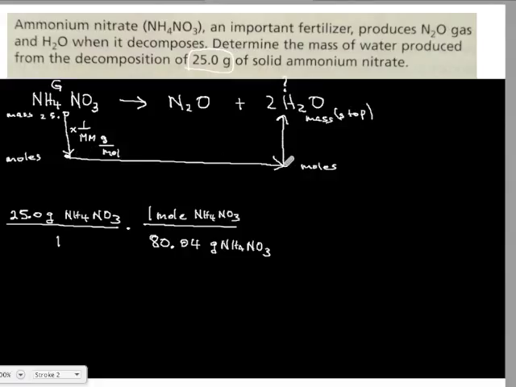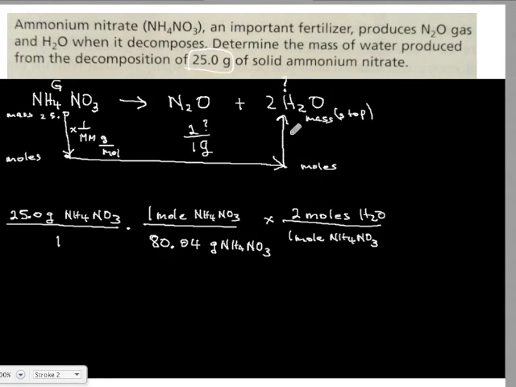I've got to figure out the number of moles of water, and then from the moles of water, I have to figure out the mass of water. So to get to the moles of water, it is multiplied by the coefficient of the question mark over the coefficient of the given. So 2 moles of water divided by 1 mole of ammonium nitrate.